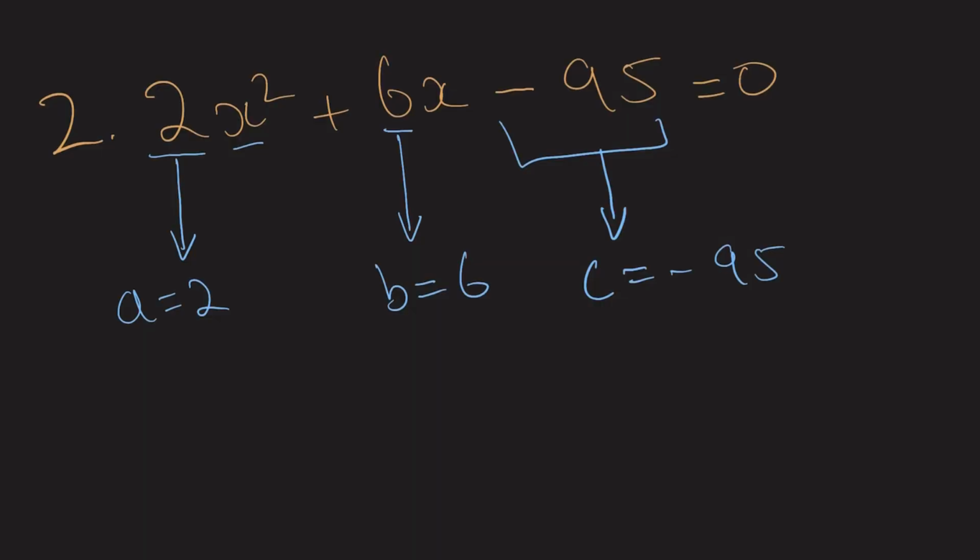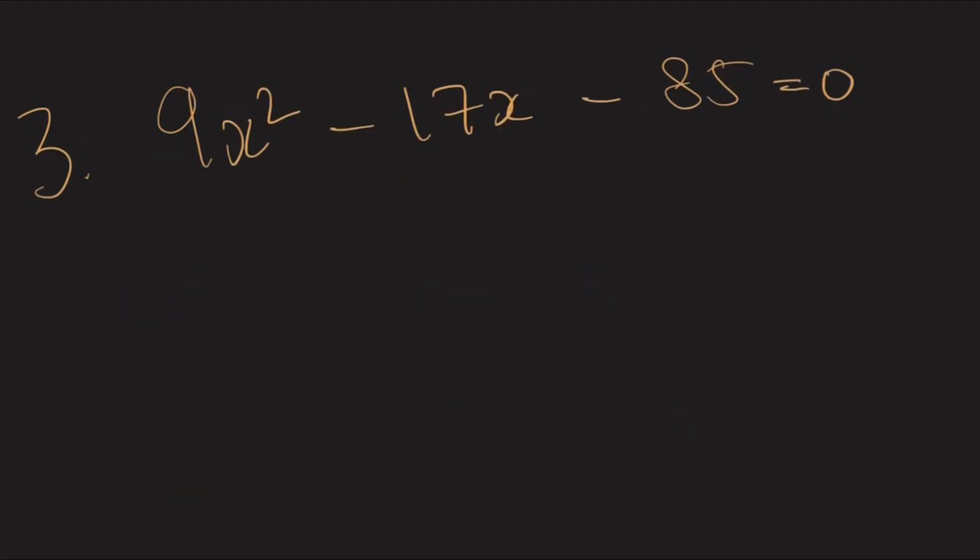So now I'll write the final answers down. We got x equals 5.55 and x equals minus 8.55. And now moving on to the last question. We've got 9x squared minus 17x minus 85. So let's first identify a, b, and c.